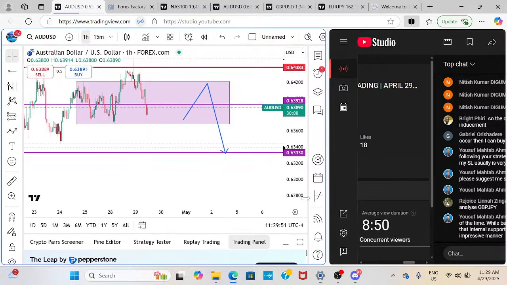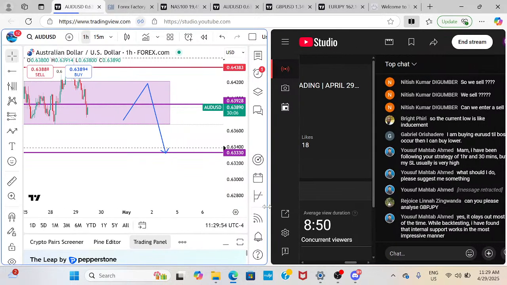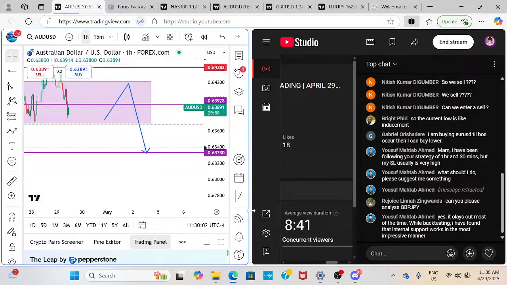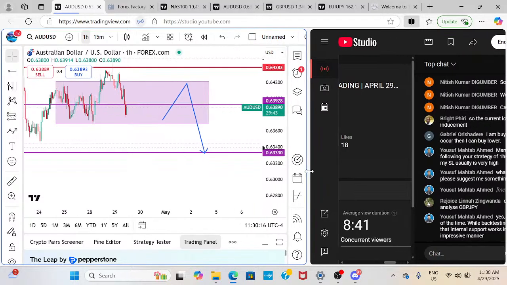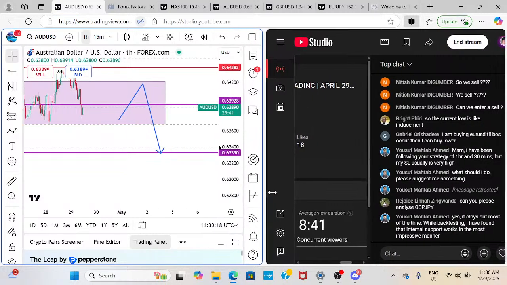Let me read the comment section. What are you guys saying? Can you please analyze GBP JPY? Sure. Oh yes, it plays out most of the time while backtesting. I've found that internal support works in the most impressive manner. Nice. Yeah, it's a really powerful way of analyzing.